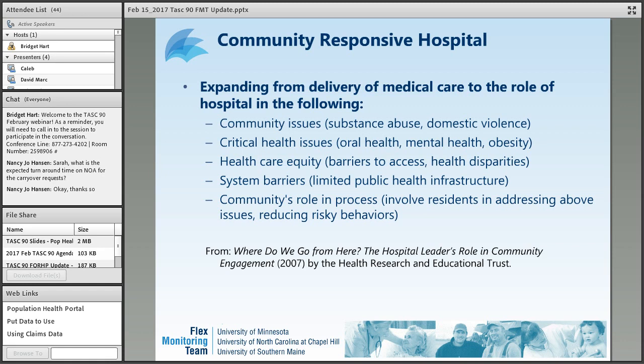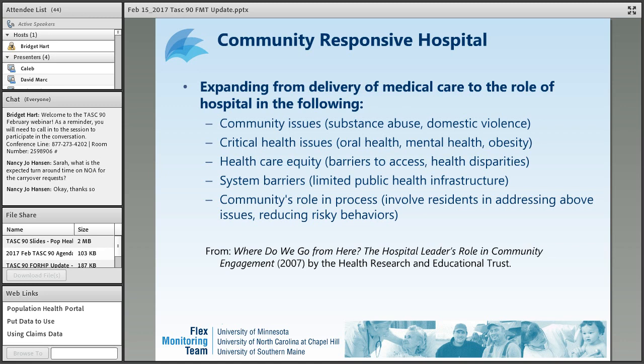System issues. So what does the public health infrastructure look like? Public health being an important part of the system, but not always available in rural communities. And can the hospital pick up some of that role around immunizations, tracking communicable diseases, and working with the public health? And finally, in identifying the role of the community in the process.